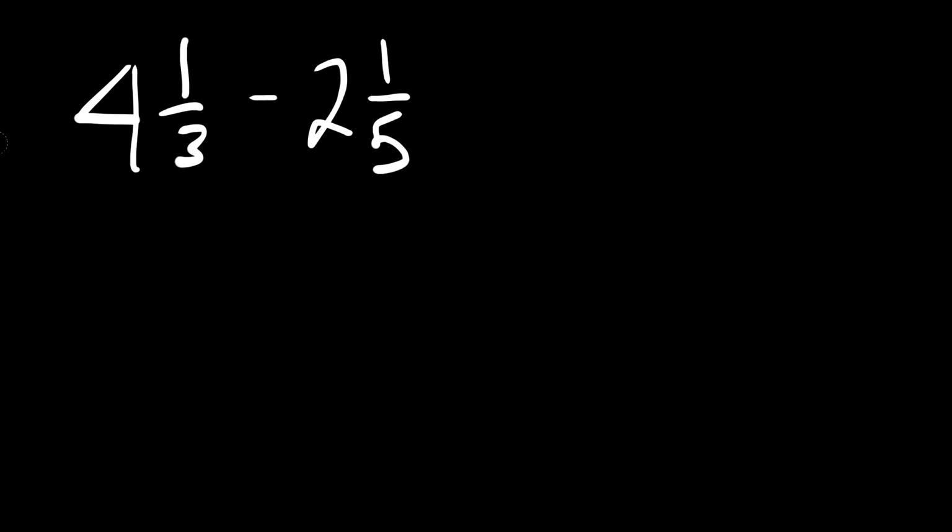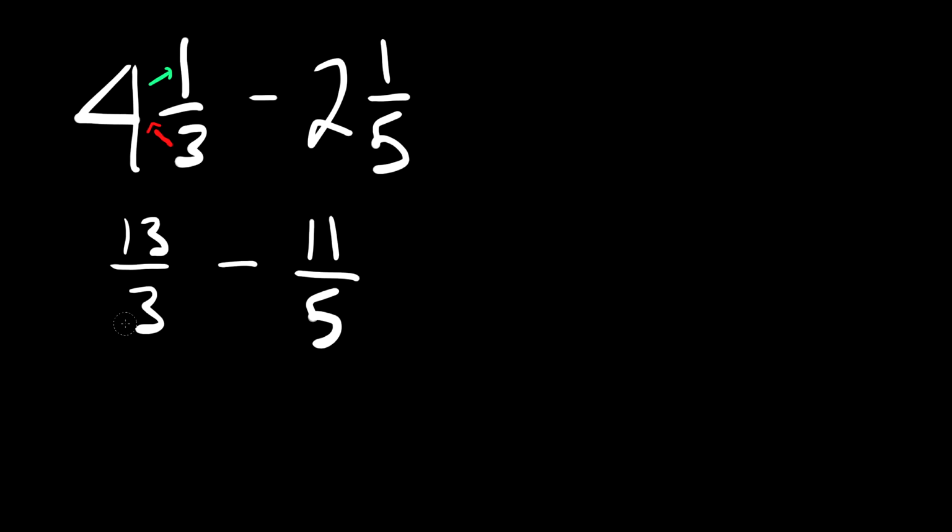We will now move on to subtracting mixed numbers. So we have 4 and 1/3 minus 2 and 1/5. And the process is still the same. We must change both of these mixed numbers into improper fractions. So we will multiply the 3 times the 4 and then add the 1. And that gives us 13 all over 3 minus 5 times the 2 is 10 plus 1 is 11 all over 5.